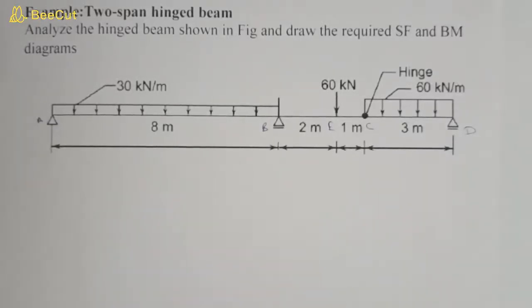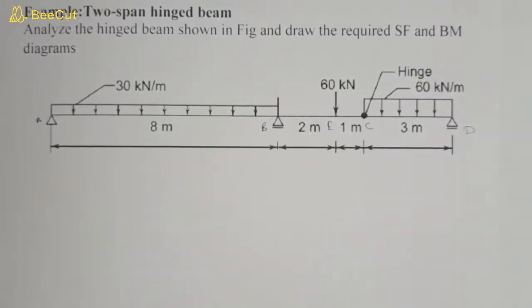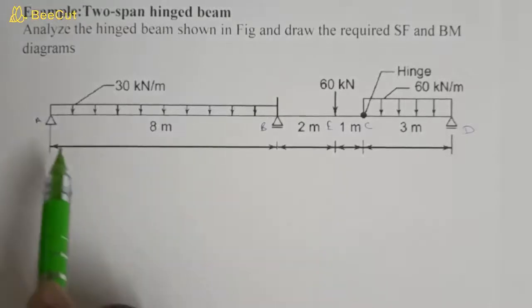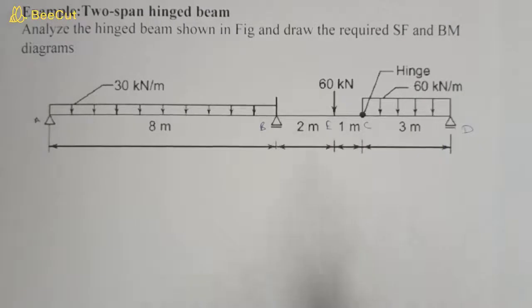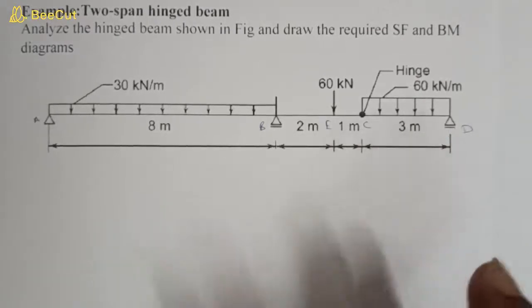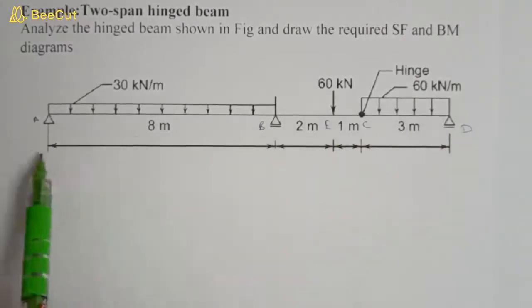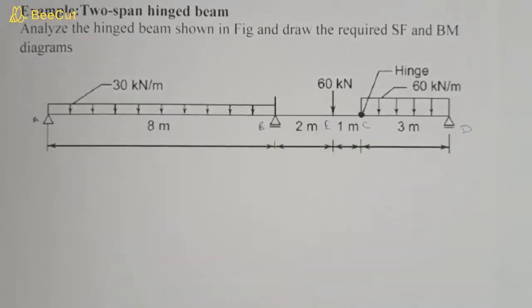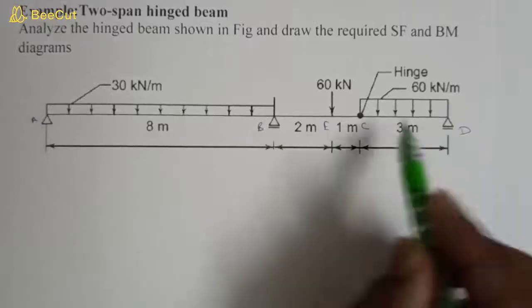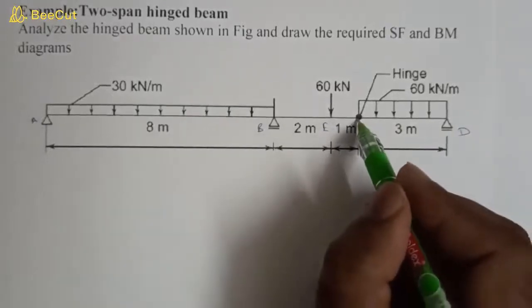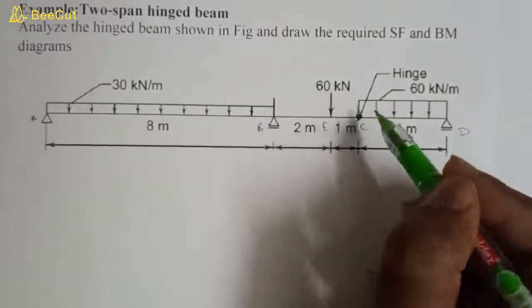Now how to solve this beam? First of all, we can solve this beam by considering beam AC and beam CD as two beams. Means we will analyze beam CD separately and beam AC separately. There is a hinge, and because there are no horizontal forces in this beam, there will be only two equal and opposite vertical forces at point C.